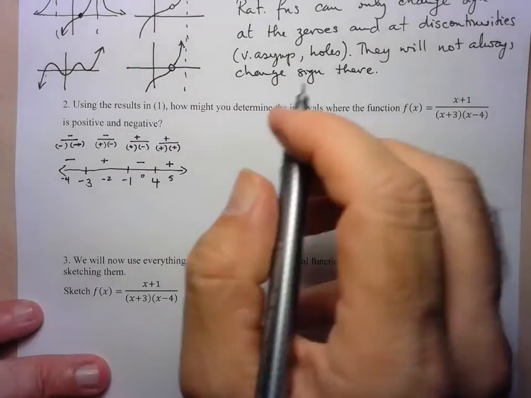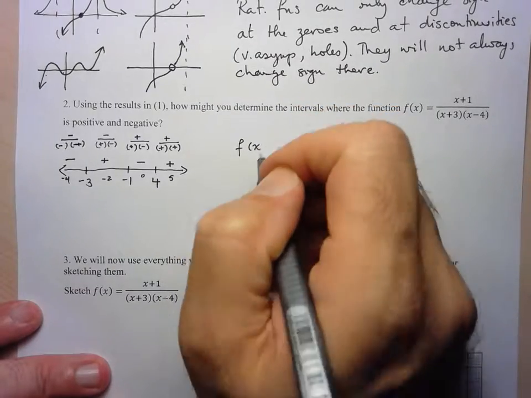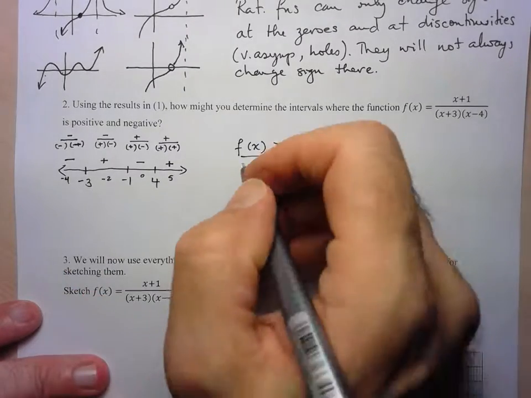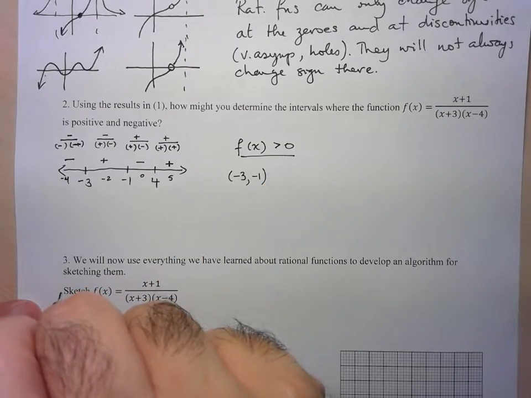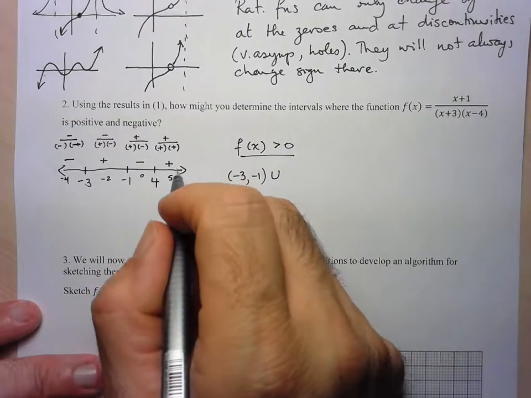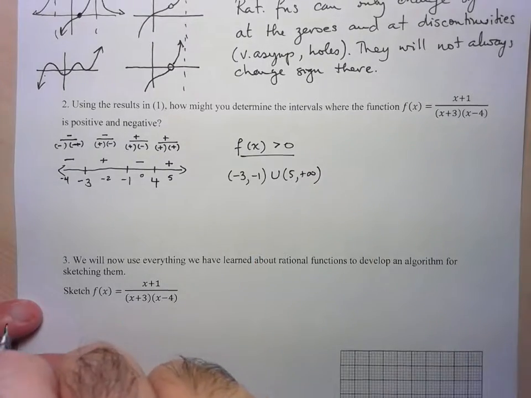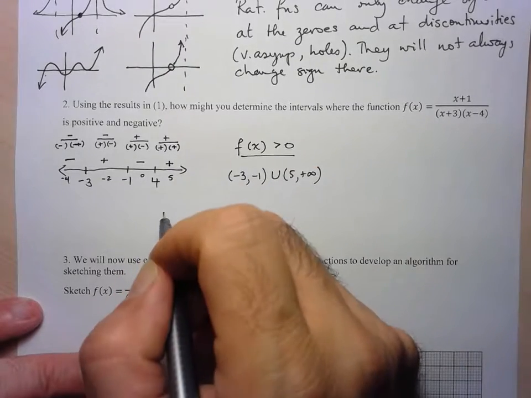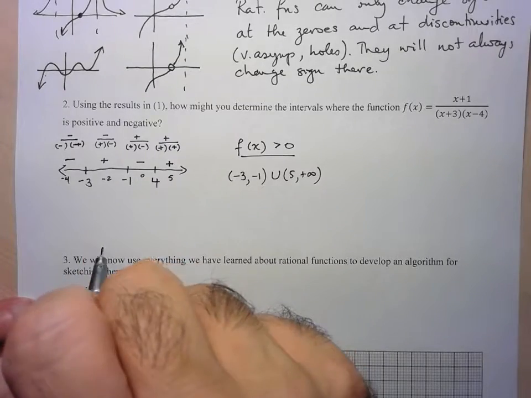Now what we can do is give the intervals where f is greater than 0, and we see that it's going to be between -3 and -1, and I'll use interval notation here, union with the other section where it's positive, between 5 and positive infinity. Notice I don't include any of the endpoints because I'm looking for strictly greater than 0. So even if there's a place where it's equal to 0, like at -1, I'm not looking to include that.